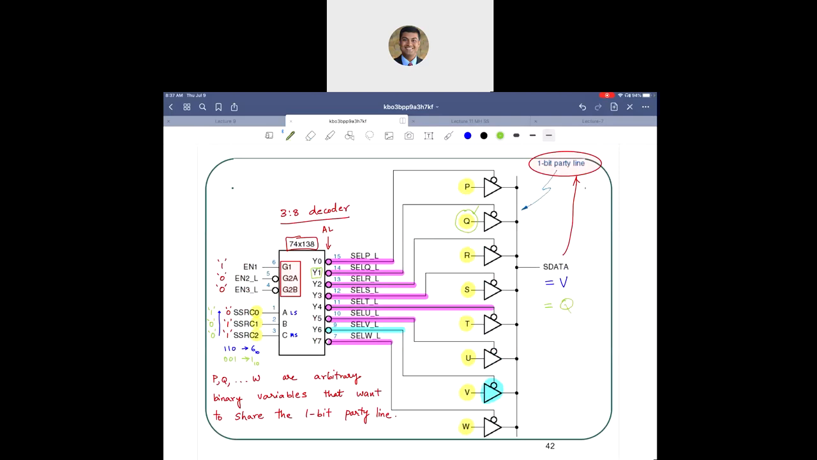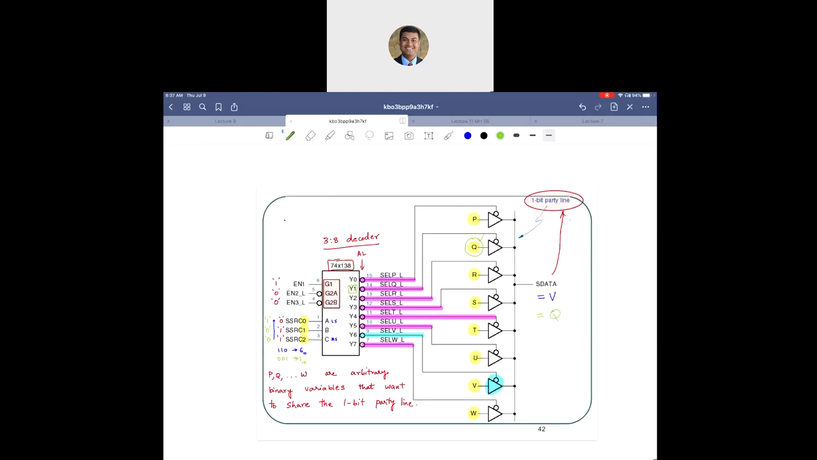Good. All right. So I hope that you see how you can use a decoder and a bunch of tri-state buffers to share a one-bit party line among 8 different inputs. All right, let's move on here.